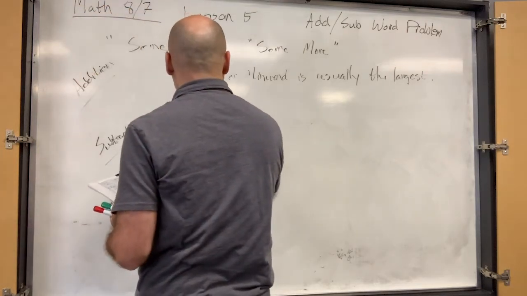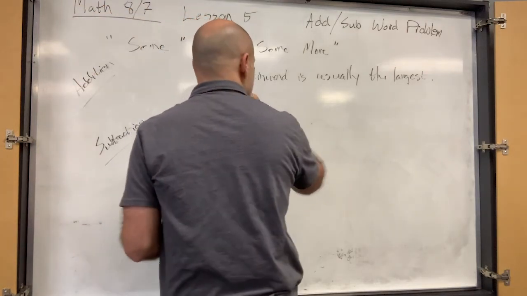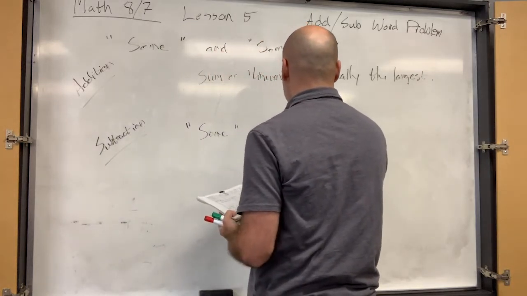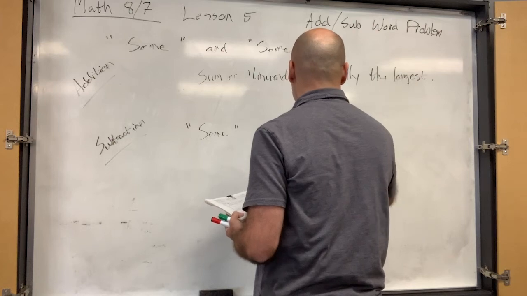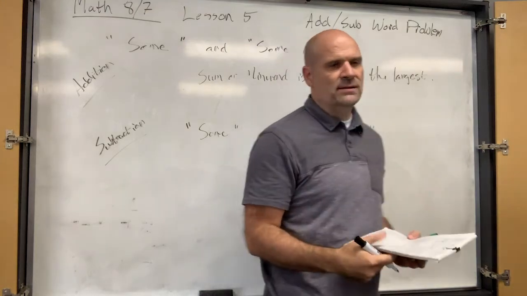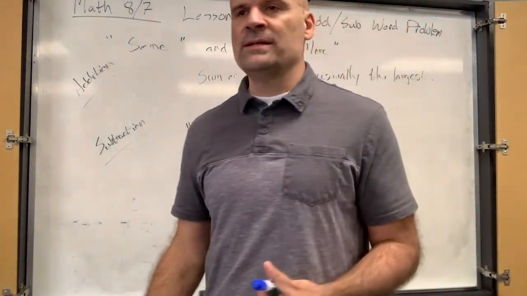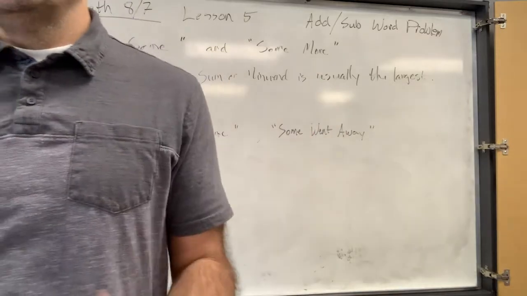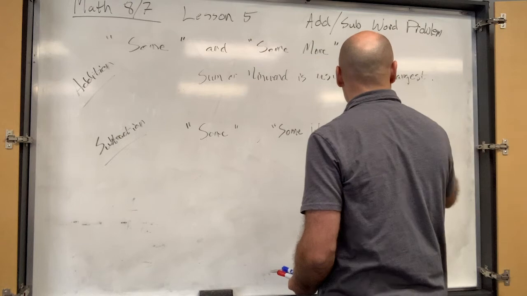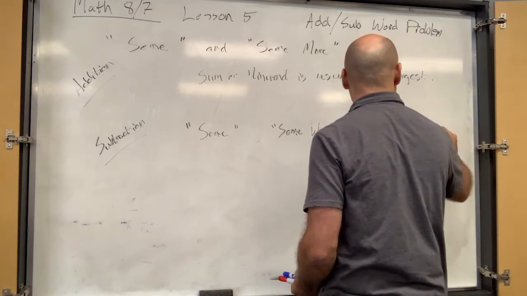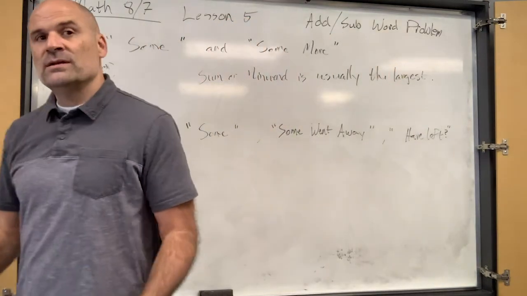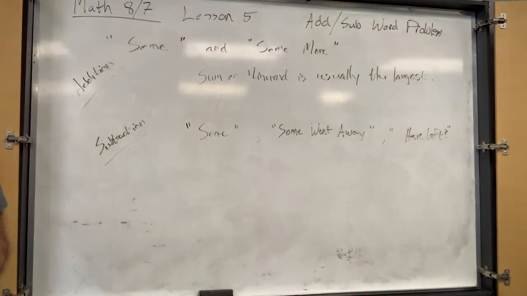Okay, so here's some keywords for subtraction. You still might have some, and then instead of some more, you could say some went away, or whatever the equivalent of going away is, or subtracting. I had 7 crackers and I ate 3 of them. How many crackers do I have left? And then there's another one, have left, question mark. How many do we have left? Or how many remain. That's a good indication that it's going to be a subtraction problem.